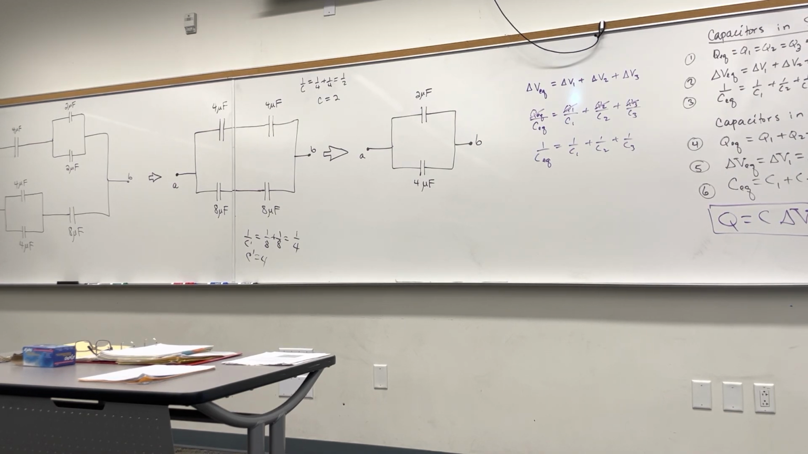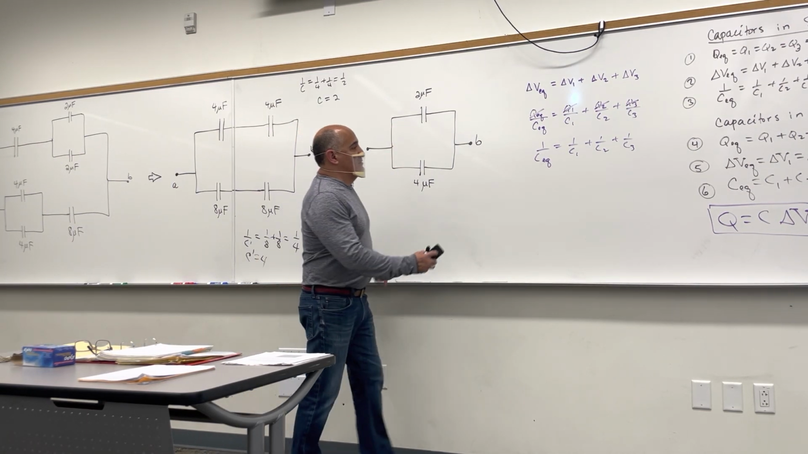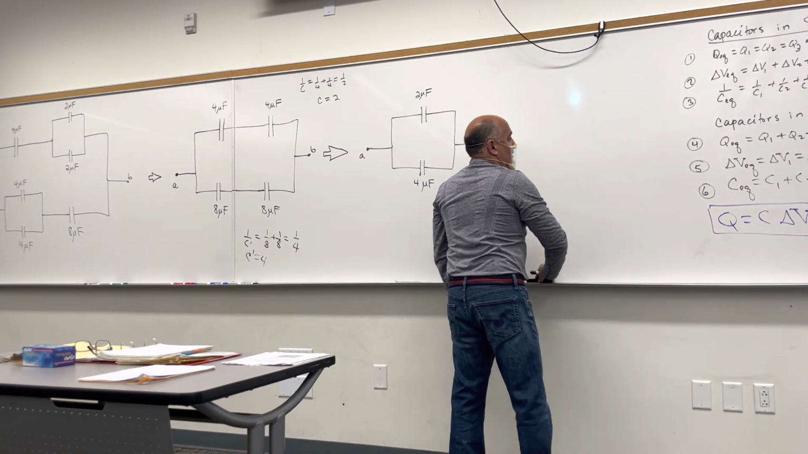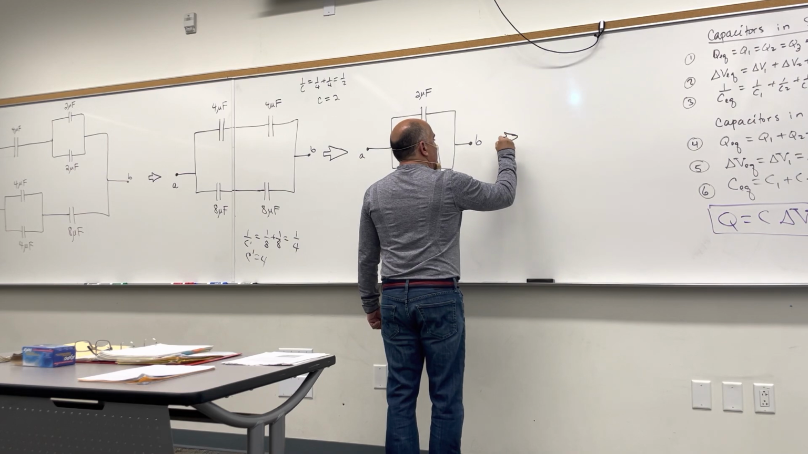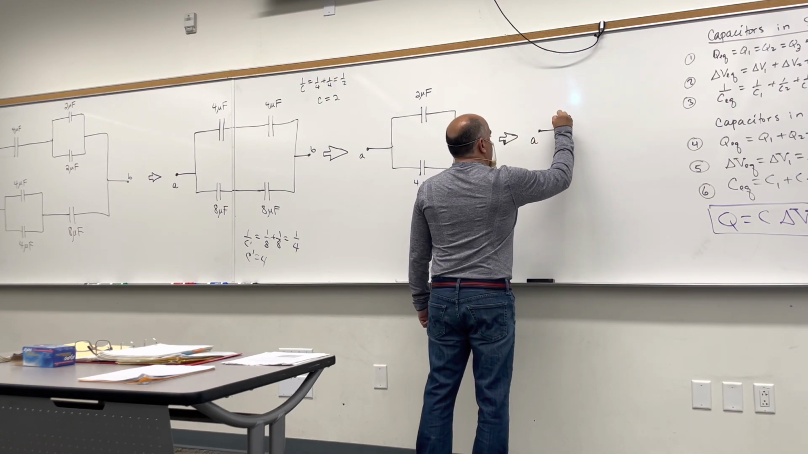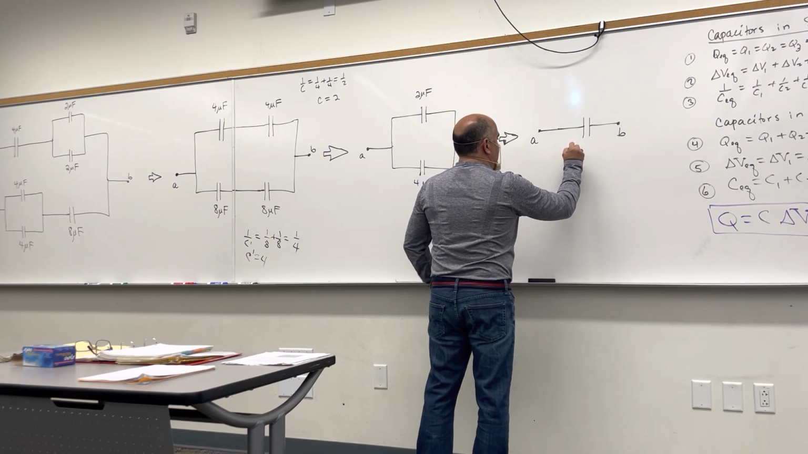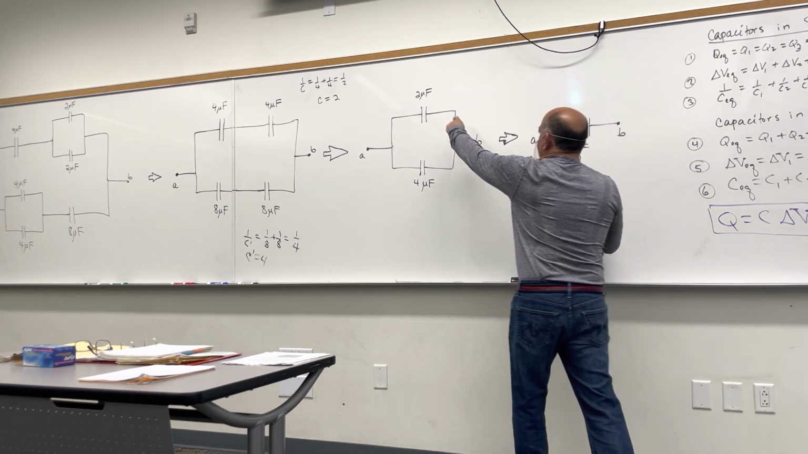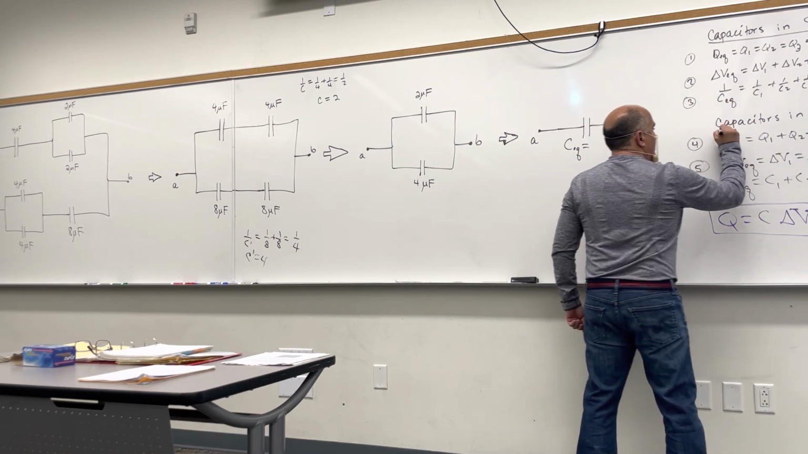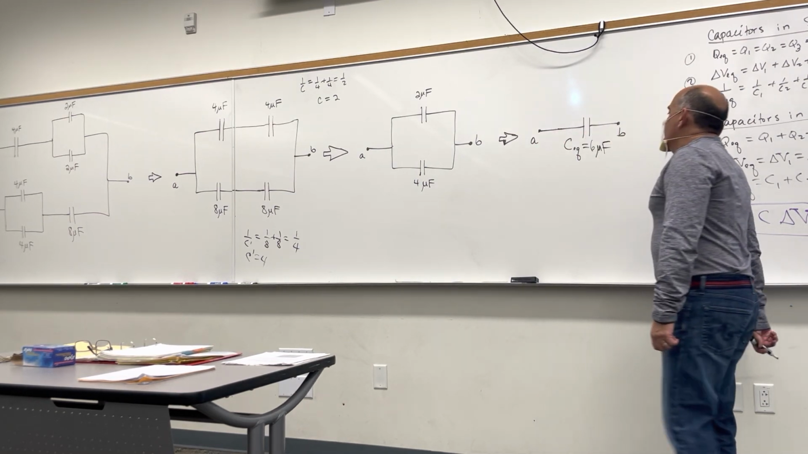How is the 2 microfarad capacitor connected to the 4 microfarad capacitor? How is this capacitor connected to this capacitor? In parallel. And when they are connected in parallel, what do I do? I just add them up, right? So therefore, this is point A, actually, and that's point B. And now I'm down to one capacitor that's equivalent to all of them. If they are connected in parallel, 2 plus 4, right? In parallel, I just add them up. 2 plus 4 is 6. 6 microfarads.